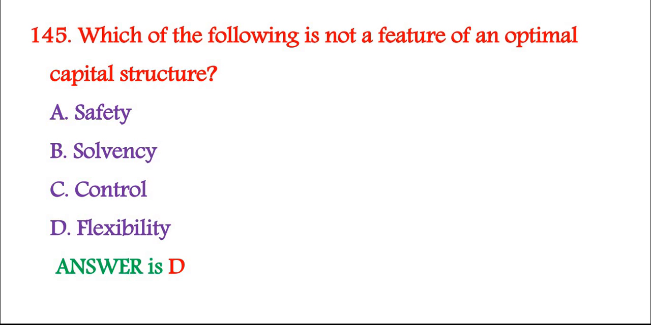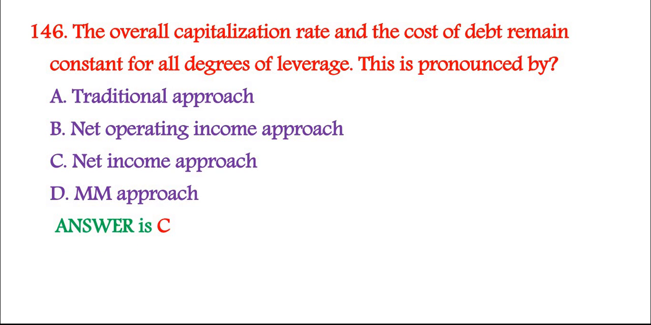145. Which of the following is not a feature of an optimal capital structure? A. Safety. B. Solvency. C. Control. D. Flexibility. Answer is D. 146. The overall capitalization rate and the cost of debt remain constant for all degrees of leverage. This is pronounced by A. Traditional approach. B. Net operating income approach. C. Net income approach. D. Modigliani-Miller approach. Answer is C.